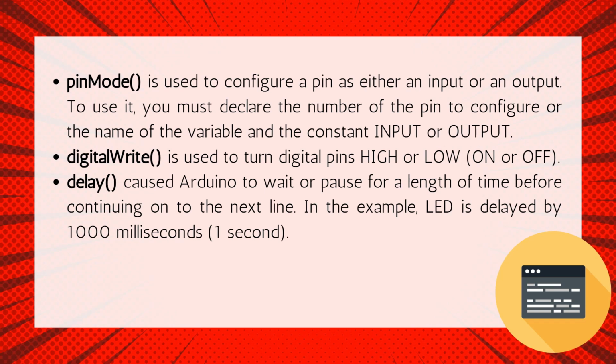Digital write. It is used to turn digital pins high or low, or on or off. To set a pin, you simply state which pin you would like to change the output of and what state it will be, either high or low. Delay. It causes the Arduino to wait or pause for a length of time. It must be in milliseconds before continuing on to the next line. In the example, the LED is delayed by 1000 milliseconds or 1 second.